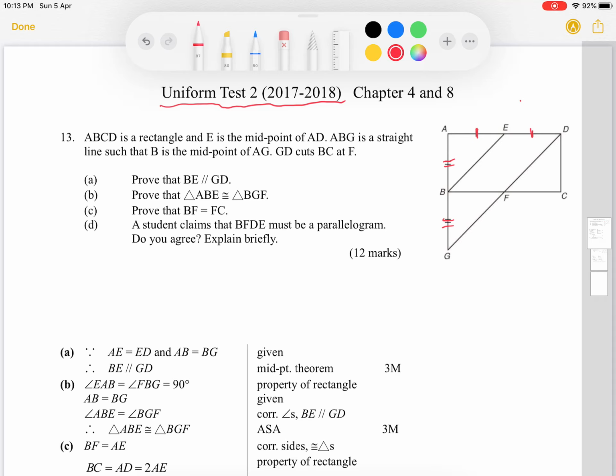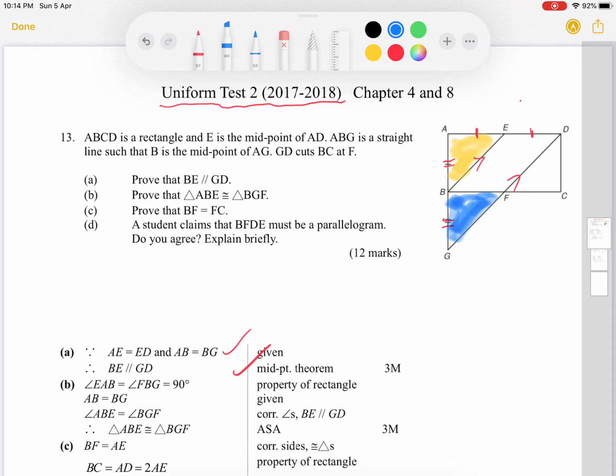You're going to be asked to show that these two lines are parallel. It is very simple: it is the midpoint theorem. And then you want to show that these two triangles are congruent. ABE, the yellow one, and the blue one are congruent.